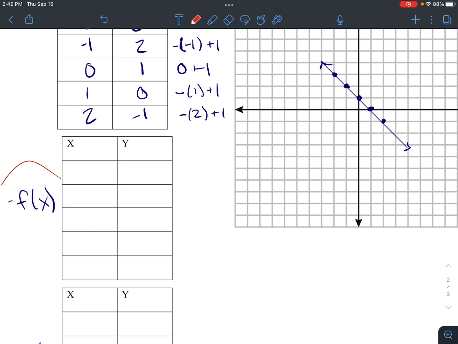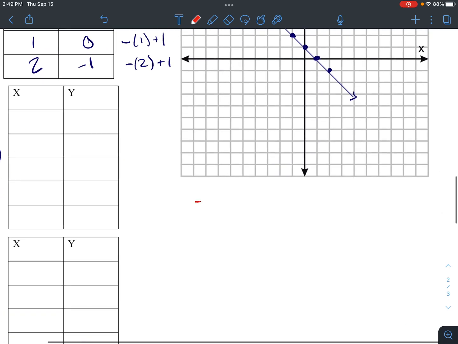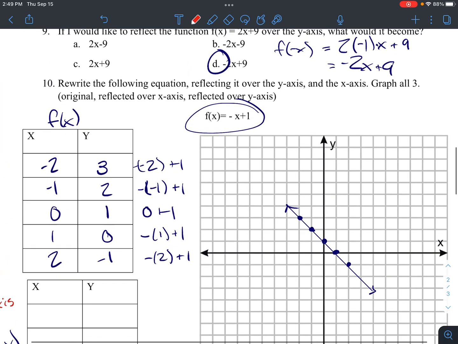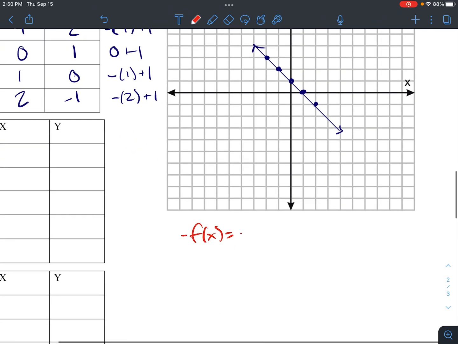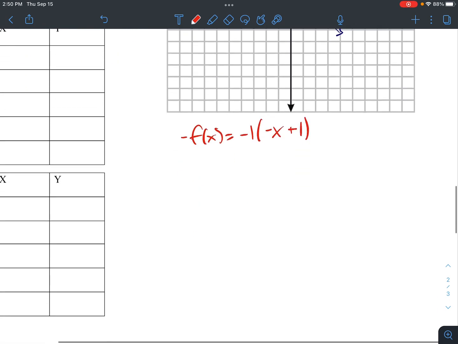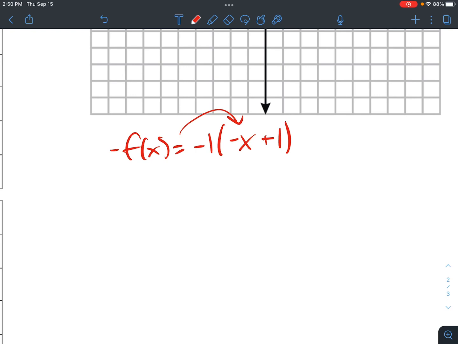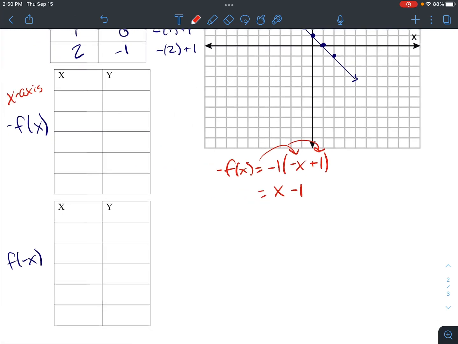Now over here, remember, we're doing the x-axis. So this is our flipping it over the x-axis. So we have negative f of x. So in solving for negative f of x, we're going to have the whole entire thing be negative. So -1 times negative x plus 1. Now what we do is we distribute this -1 to both of our terms. So we're going to have positive x, because -1 times negative x is going to equal positive 1x, or just x, and then -1.